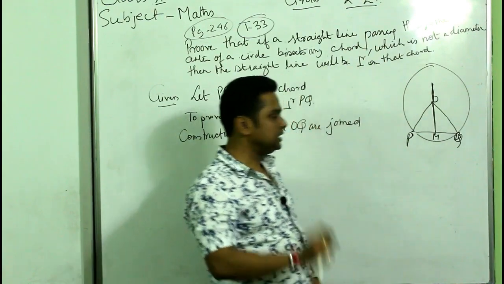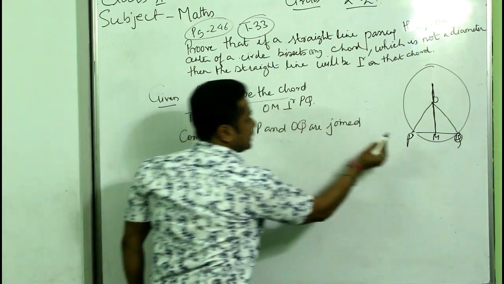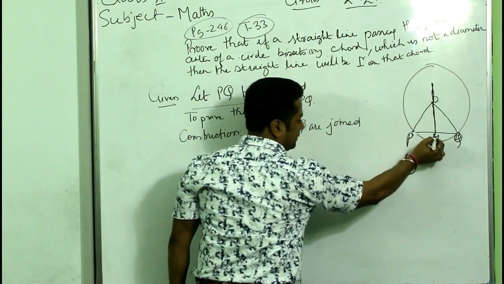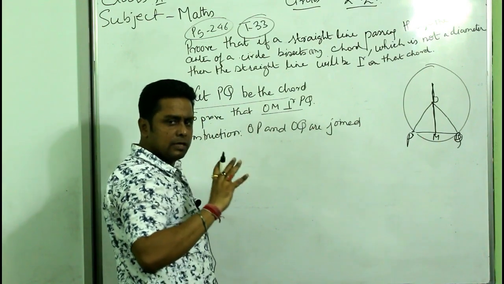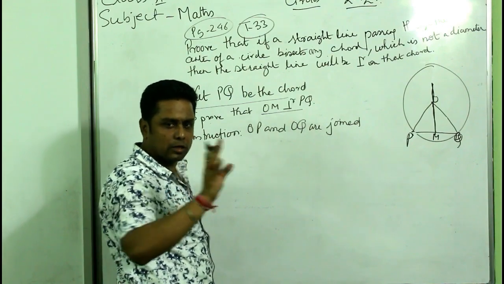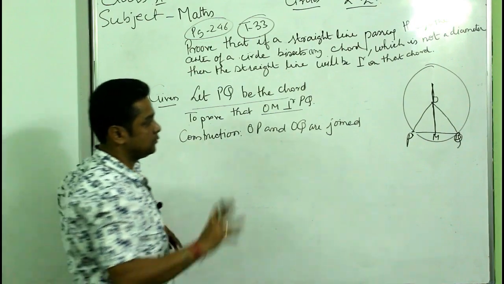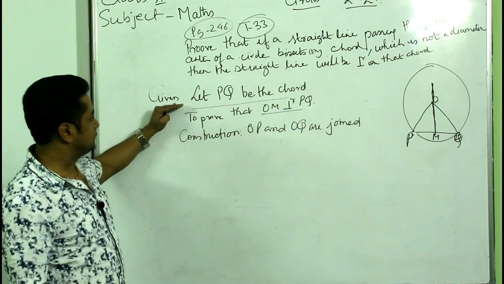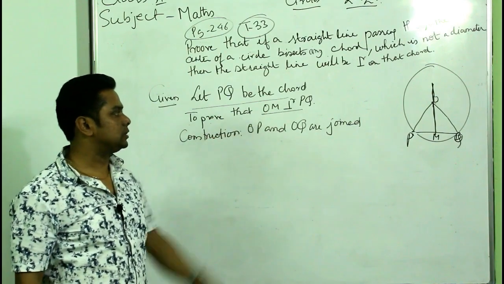Okay. Approach, construction same. Let PQ be the chord. We have to prove that OM is perpendicular to PQ. These all things you have to understand. Slowly and slowly, after 5-6 theorems, you will understand. Okay. This is very simple, sir. We don't need you, sir. It's okay. We can do it on your own. I'll be very happy. Construction. What is the construction again? OP and OQ are joined. This is given. This you have to prove. Construction, OP and OQ are joined.